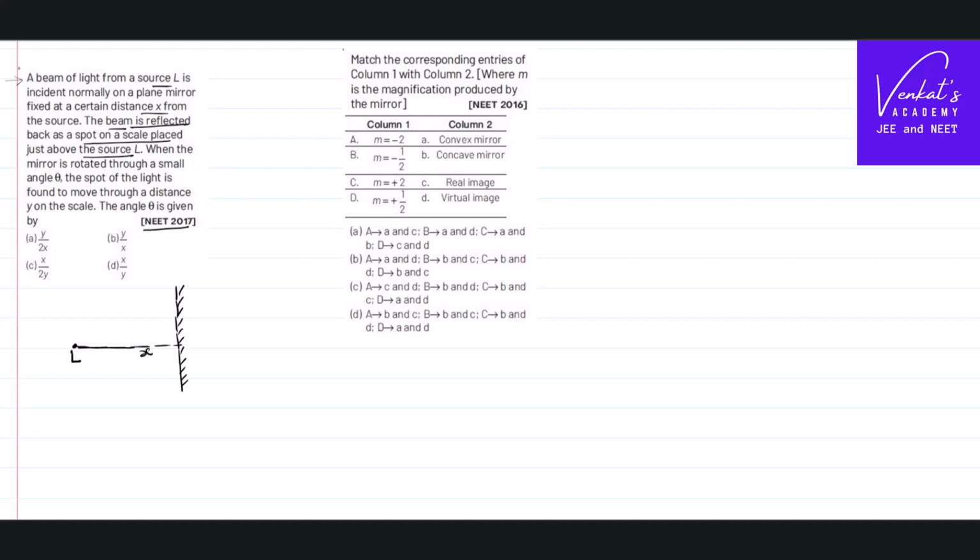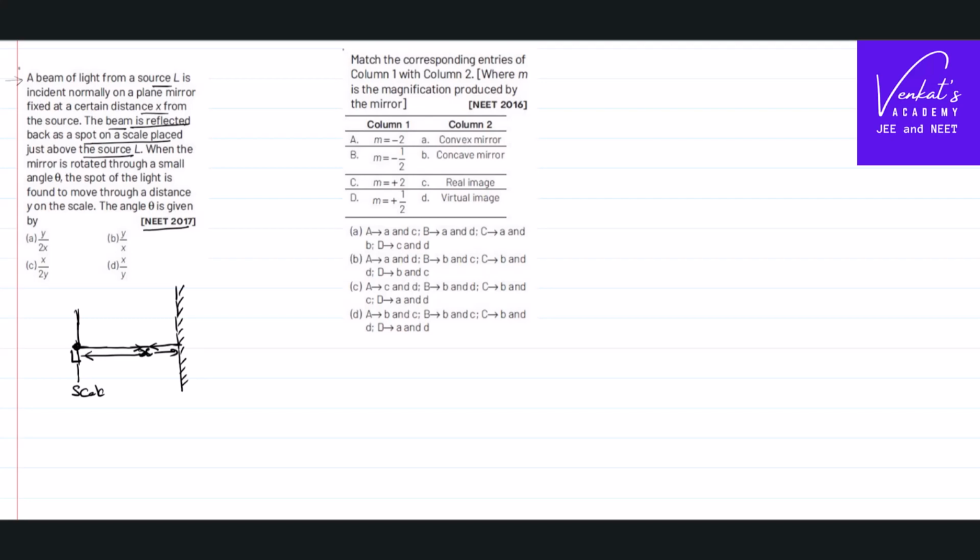So, this is the incident light. It reflects back because the angle of incidence is 0. So, the light travels back the same distance x and forms an image on the scale. So, this is the scale that he is saying. So, here itself an image is formed.